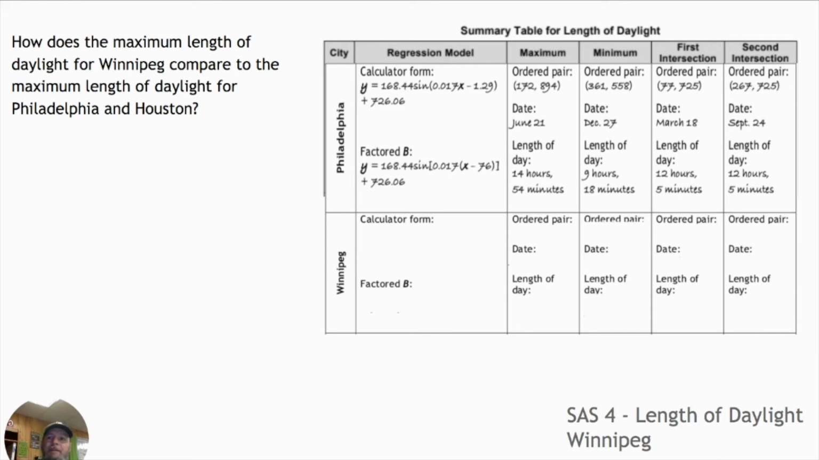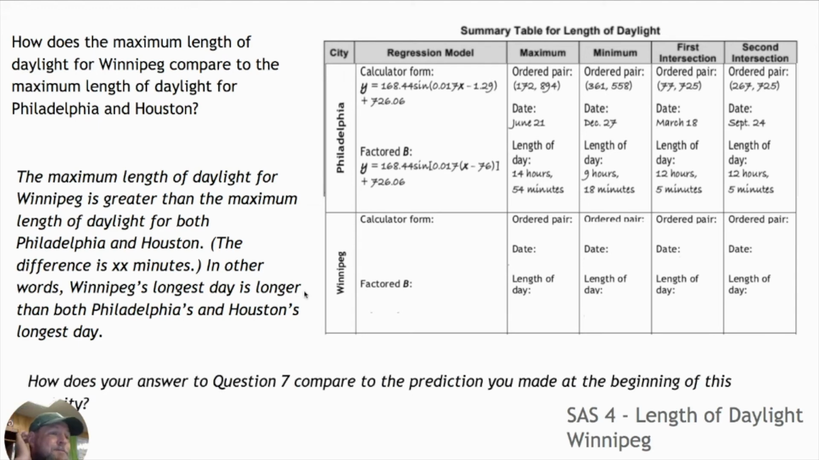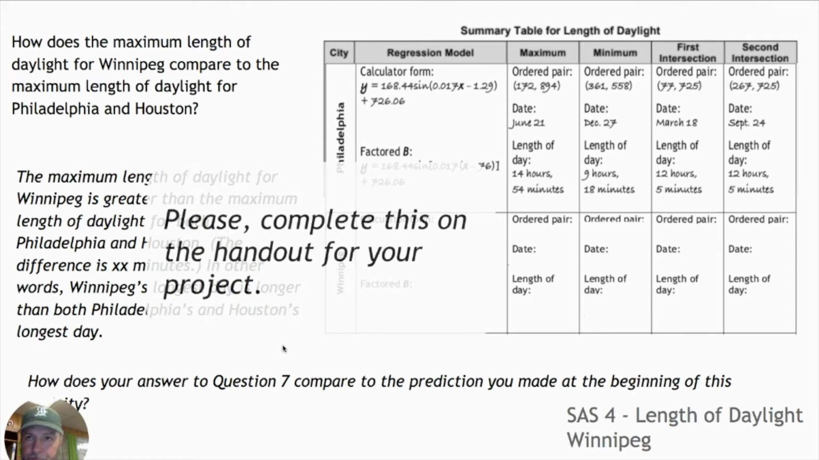How does the maximum length of daylight for Winnipeg compare to the maximum length of daylight for Philadelphia and Houston? Well, the maximum length of daylight for Winnipeg is greater than the maximum length of daylight for both Philadelphia and Houston. And that's because the height of the latitude there is where it gets its sun. How does your answer to question 7 compare to the prediction? So we predicted that Philadelphia would have more sunlight or less sunlight than Houston in the summertime, and we found out that was wrong. And we also found out that's the same for Winnipeg, that there's more sunlight in the summertime. We'll complete this part also.